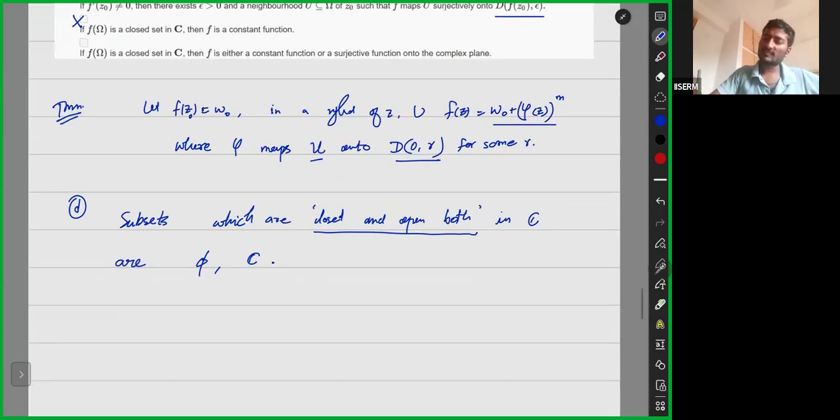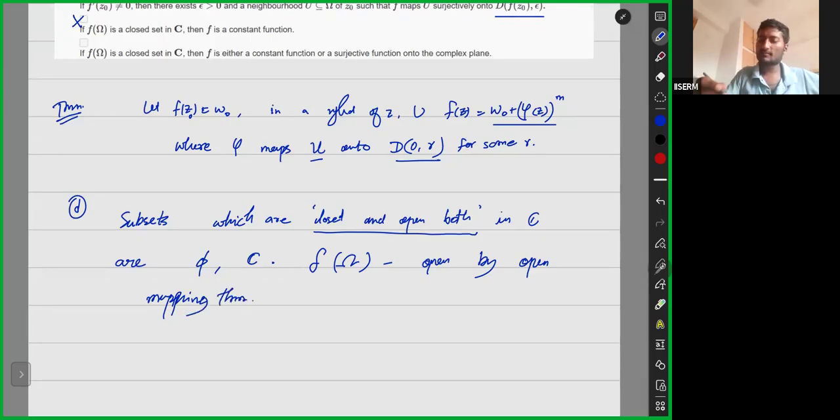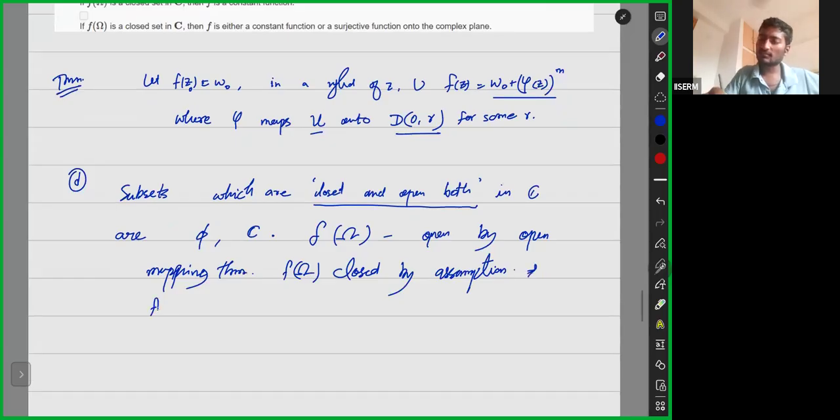So f of omega is open by the open mapping theorem. And here in the assumption it is given f of omega is closed by assumption. So what does this imply? This implies f of omega is either the empty set or f of omega is what? All of C. Only two cases, right?